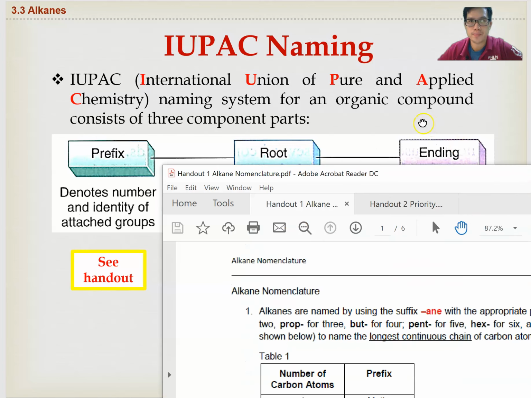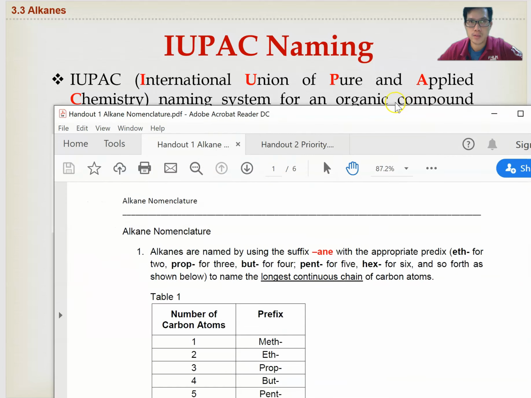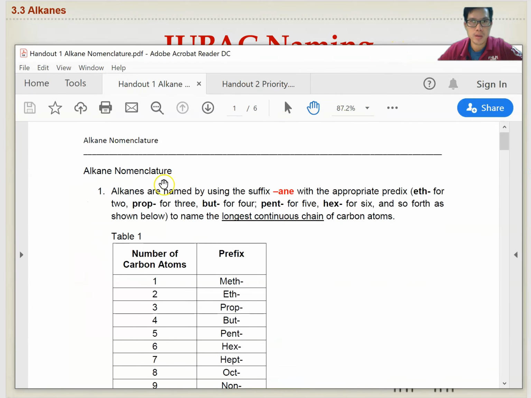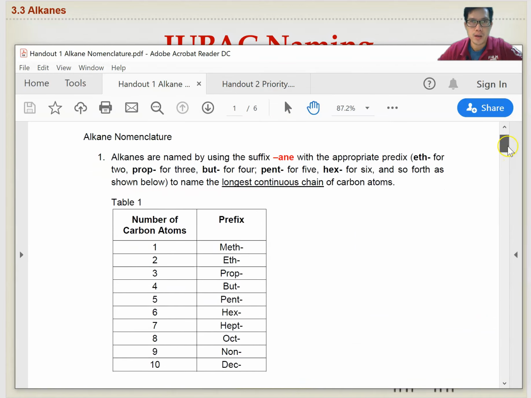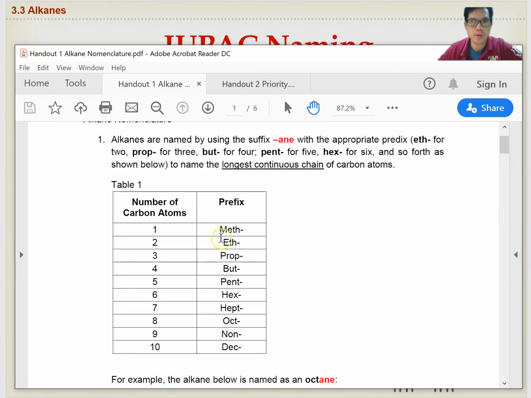Come over here, so you can see that they teach you. When you start naming, you need to know the prefixes. If it's 1 carbon, we call it meth. 2 we call it eth. 3 carbons we call it prop, and so forth. Unfortunately, for those who are not familiar, these need to be memorized.